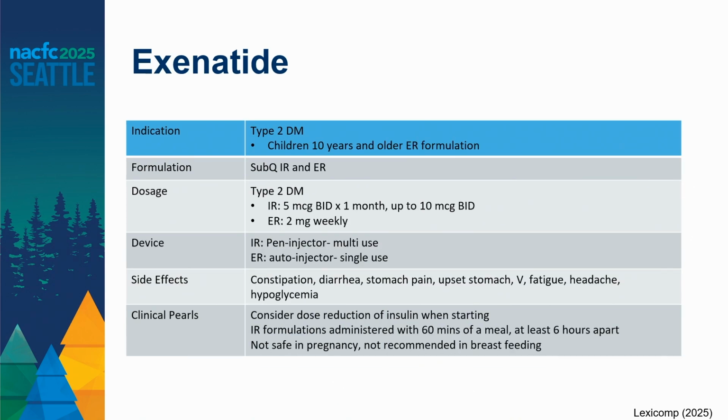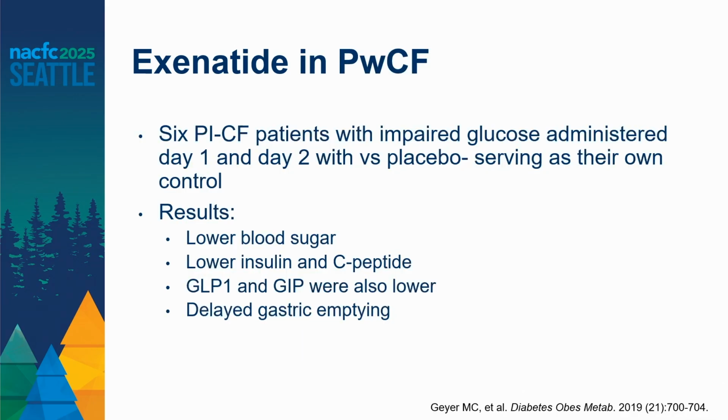Exenatide was the first one that actually came out in this class of medications. If you go back to the history, it was made from the Gila monster. That's where they actually found the molecule that this came from, and they were able to utilize it. It didn't really catch on a lot, but now, with the onset of the newer medications, it has. It was studied in 6 people, and they were able to see that you could lower the blood sugar and that it delayed gastric emptying. GLP-1 and GIP were also lower in these patients with exenatide use.